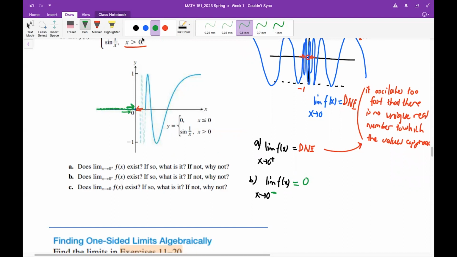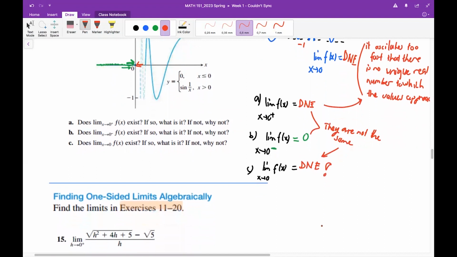Now, what about overall limit? On one side, limit does not exist. On the other side, limit exists as 0. Then this overall limit, what do you say? You will just compare these two, right? They are not the same. One-sided limits are not the same. That's why limit does not exist. If you compare the one-sided limits, since they are not the same, limit does not exist.